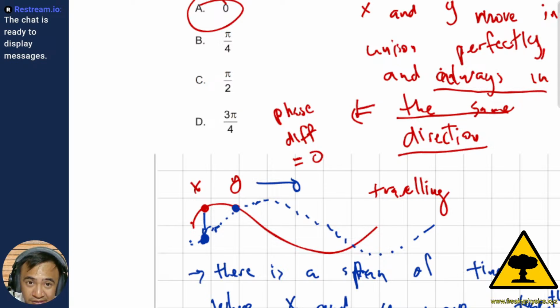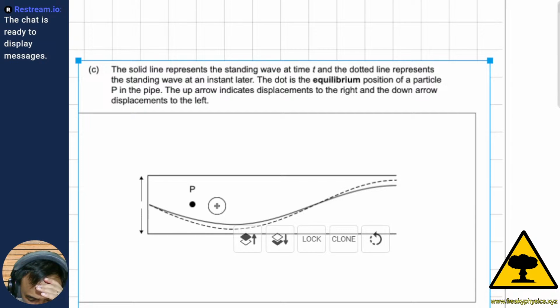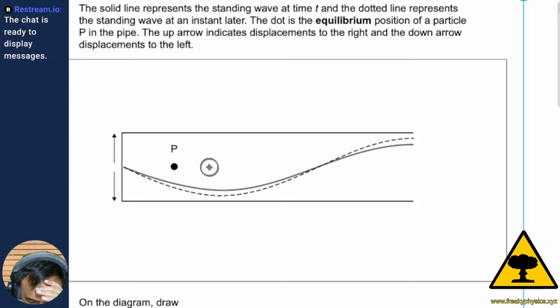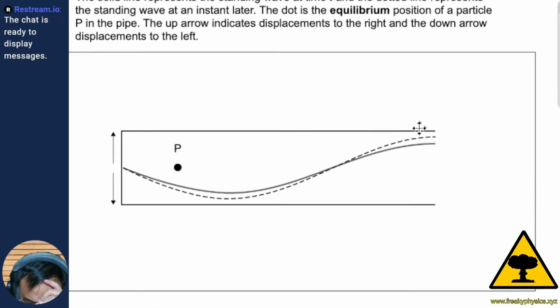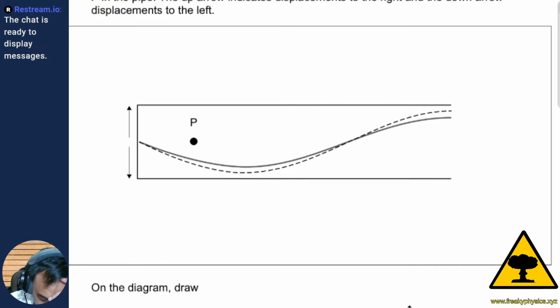Let's do this problem. This one is about a standing wave now. The solid line represents a standing wave at time t, and the dotted line represents the same standing wave at some instant later. The dot is the equilibrium position of a particle in the pipe. In this case, this looks like a half open pipe, right? An arrow indicates displacement to the right and to the left. On the diagram, indicate a dot for P.